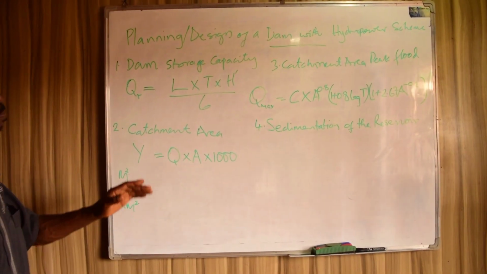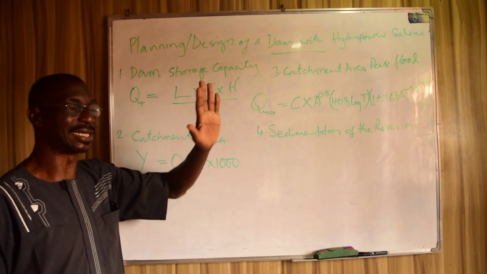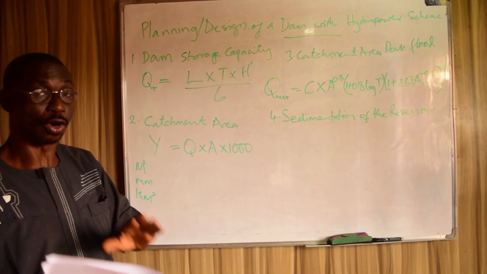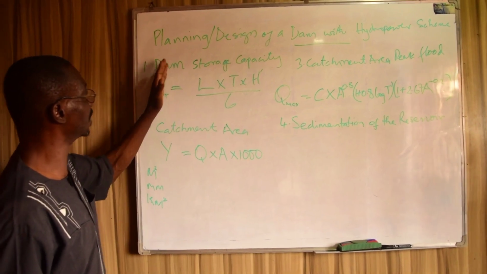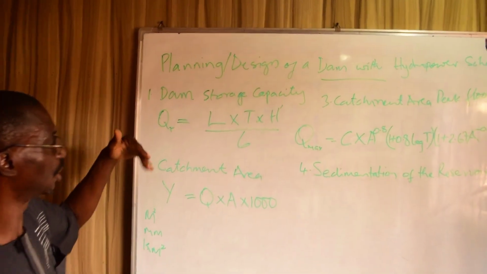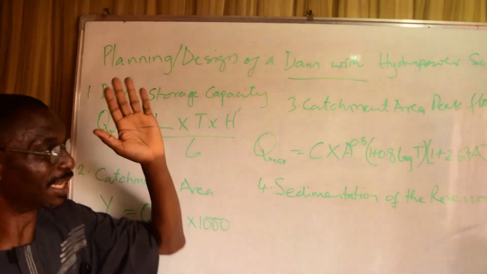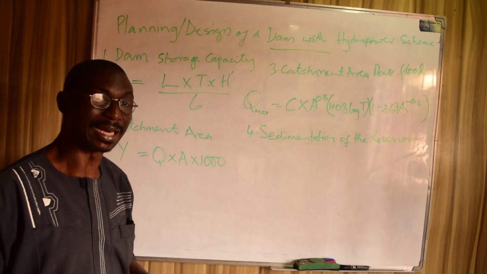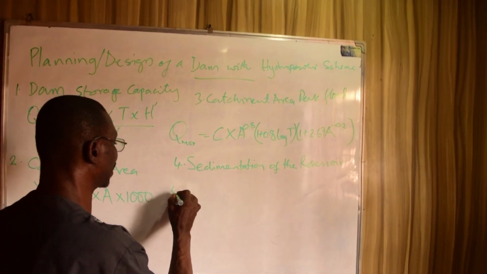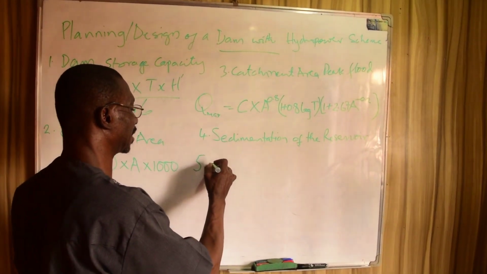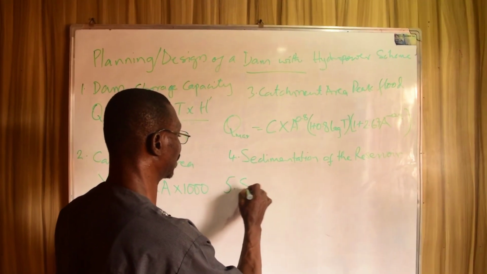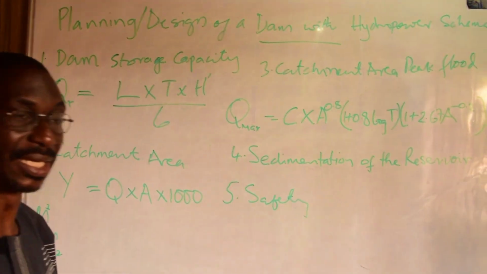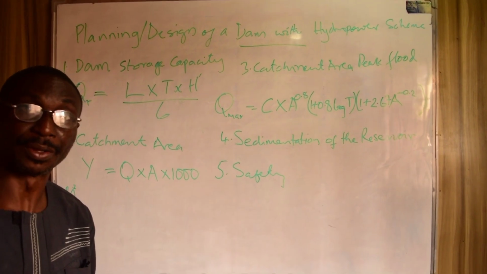So what are we saying? In planning and design of a dam that will incorporate hydropower, all these things are important: the dam storage, catchment area peak flow, then sedimentation of the reservoir. There are other things you will consider, like safety. Safety is also very, very important.